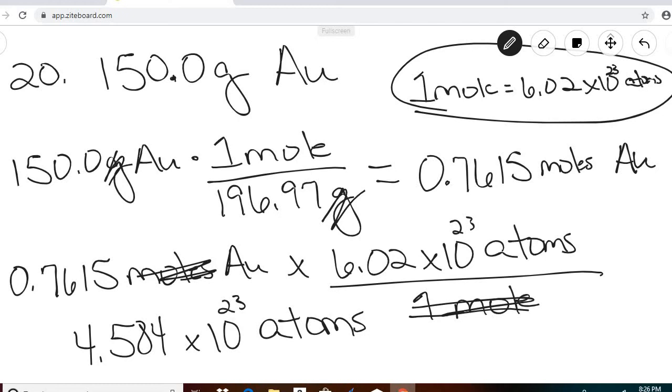So in that one we were given grams and asked to find atoms. And the relationship we know is between atoms and moles. So we had to first convert this to moles. Once we knew the number of moles, then we can use Avogadro's number to get the number of atoms.